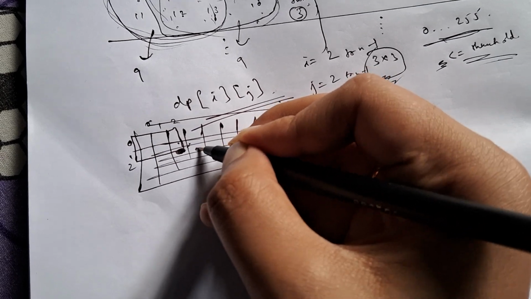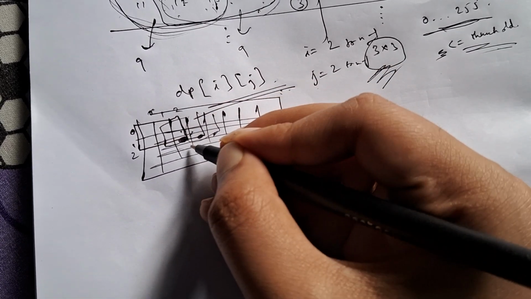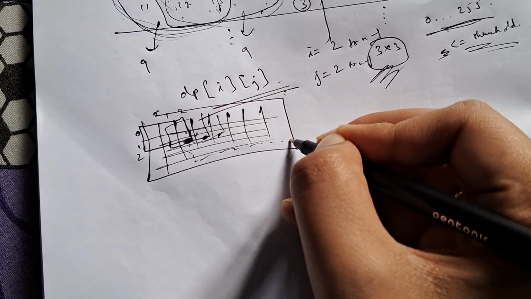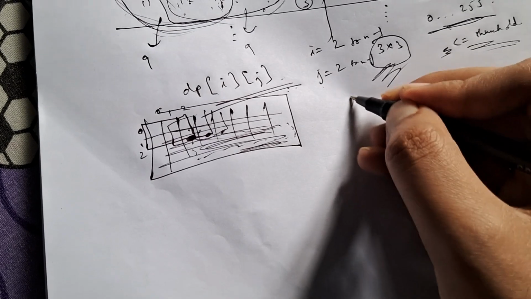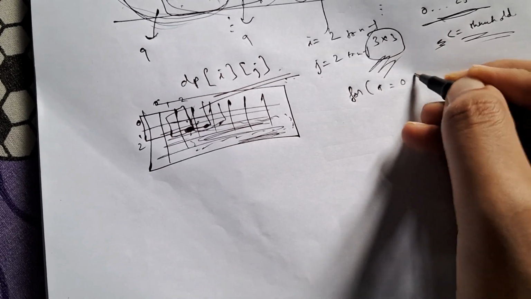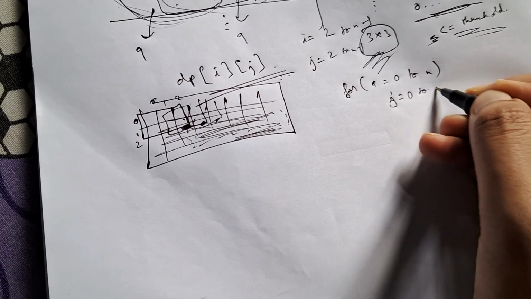Then at this position check for this one, at this position check for this one, and you have to check it from here to over here. Once you're done with this, now you're going to run a loop from 0 to n and j is equal to 0 to m.